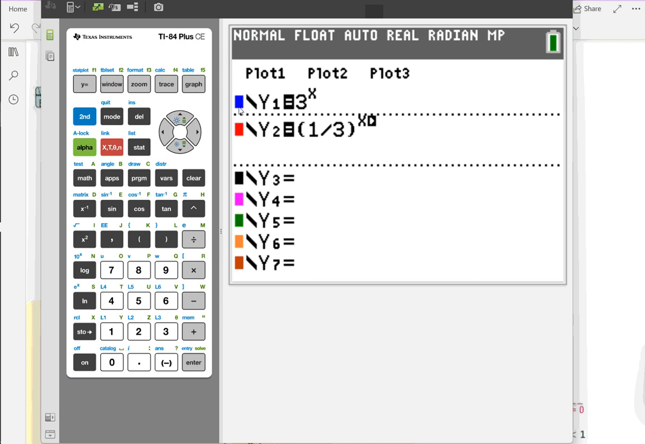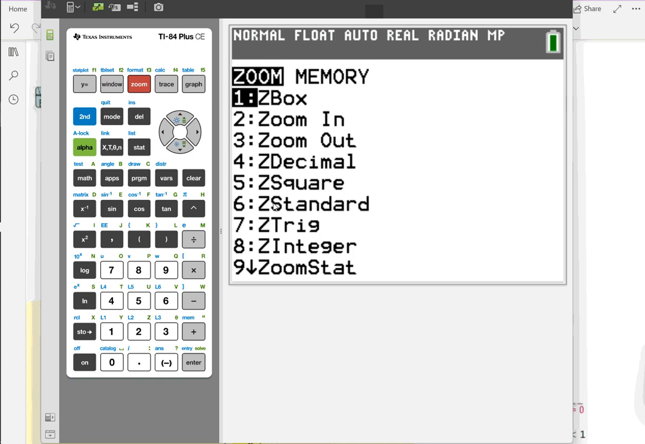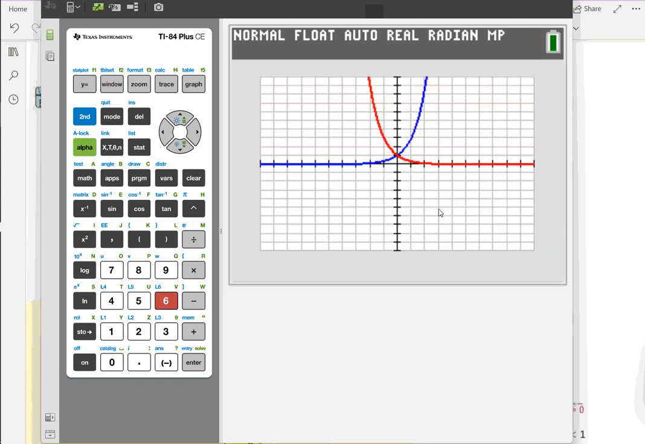So 3 to the x is in blue. 1/3 to the x is in red. Let me do my window here. Let me do zoom standard, so number 6. I'm not sure where my window was previously. Okay. So what we have here then, our blue function was 3 to the x. Our red function was 1/3 to the x.